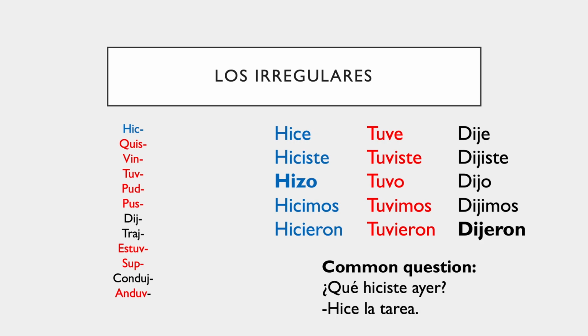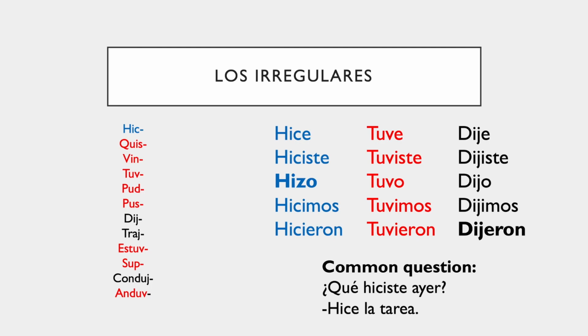So we have hice, hiciste, hizo, hicimos, and hicieron. I always get the question, why do we have that Z here in hizo? If you had a C there, you would pronounce it as ico. And we want that S sound in there, so we have hizo. The next color are these red verbs. Okay, we're going to conjugate those just like tener. Tuve, tuviste, tuvo, tuvimos, tuvieron.